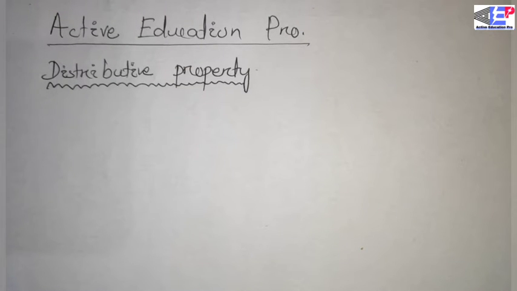In this video, we came back with the fourth video in the series on properties of rational numbers. This is the video for distributive property. Already we have discussed three properties: closure property, commutative property and associative property. In these properties, some of them are true for addition, some for subtraction, some for multiplication as well as division.